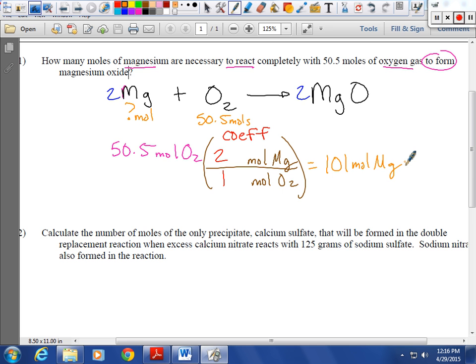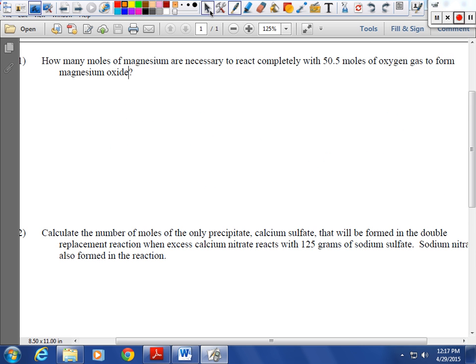You do not have to do this, but I just want to show you if you had to actually have the mass of this. It's 101 times 24.31. And the reason I know it's times is because moles is on bottom, grams is on top, right? So 24.31. That would make me have to have 2,455 grams of magnesium. Is that a lot or a little? That's a whole lot of grams of magnesium, okay? So just kind of showing you how these things work. But the final correct answer is 101 moles of magnesium. Okay? So that's problem number 1.